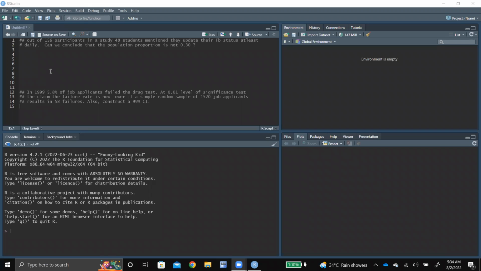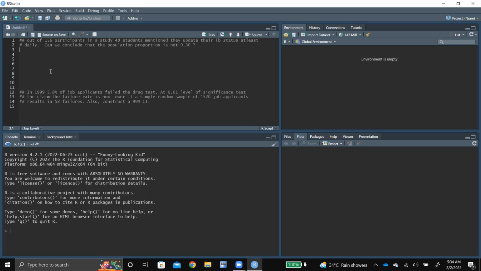and go to R. So first of all, the first problem of this is: out of 156 participants in a study, 40 students mentioned that they update their Facebook status at least daily. So can we conclude that the proportion is not 0.30? So the proportion that has been given is not equal to 0.30.